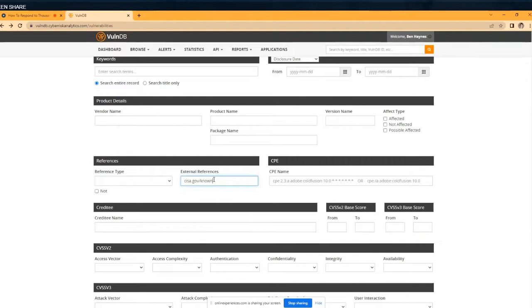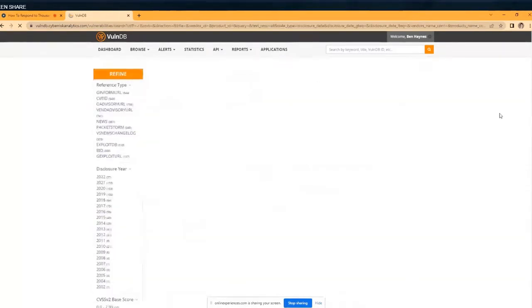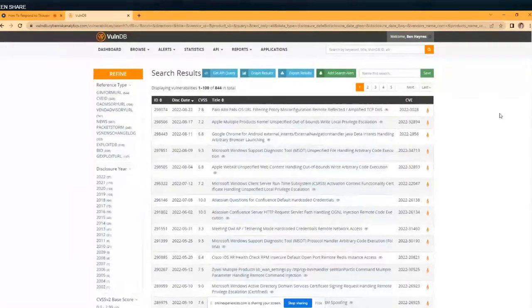If you put that list in here, and I'm not going to type out the whole thing because this takes a partial string. If I just put a partial string in here for that known exploited vulnerabilities list, what that's doing is it's searching our database for all of the vulnerabilities that cite that list. And when a vuln gets added to that list, we make sure it's cited within the vulnerability information. So you can see here's the 844 that are all listed.